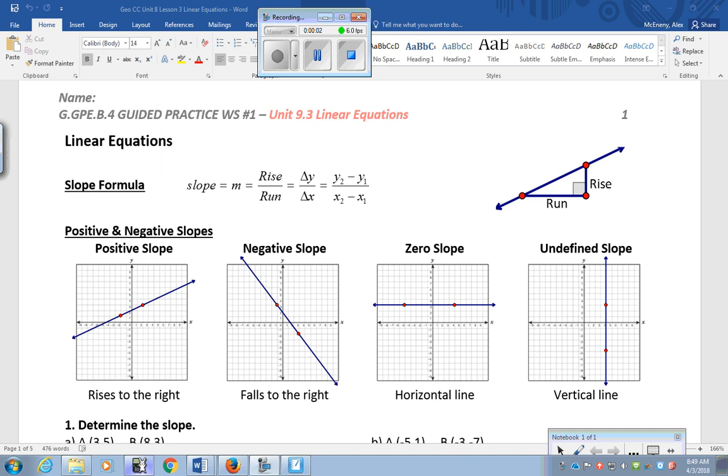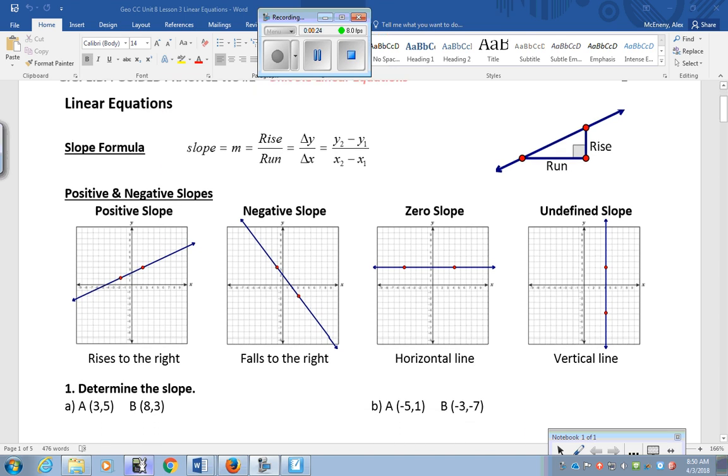Hey everyone, we're going to look at some different formulas dealing with linear equations. And we'll also talk about how to find the slope. And we'll eventually get into a little bit of graphing and talking about lines with parallel and perpendicular slopes. But first thing we're going to do is look at how to find the slope formula, how to use the slope formula.